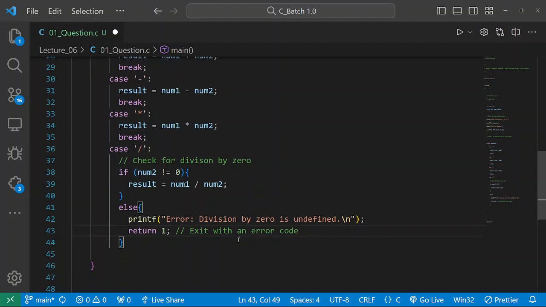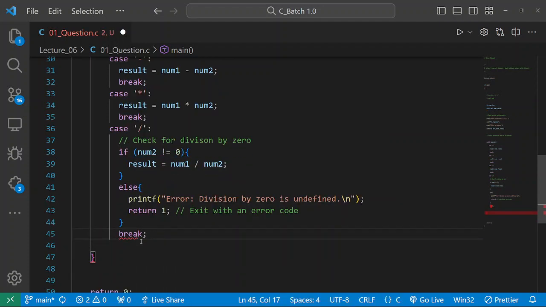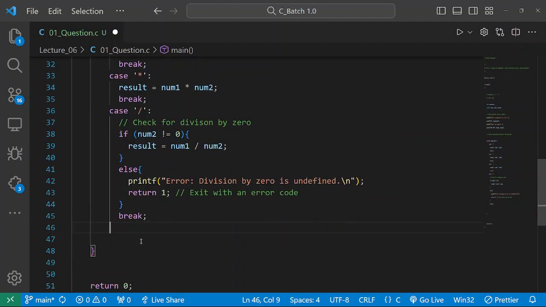Okay, so after this we are going to break it. Now what will be the final case? What is the final case after all cases are over? What do we write? Yes, default. We write a default.